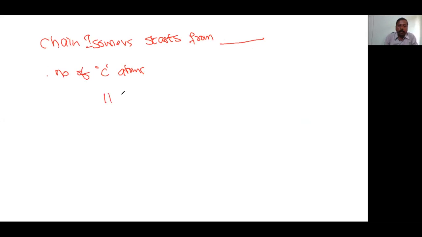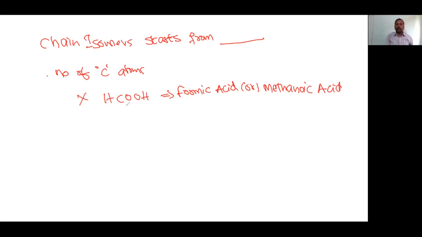For example, what is HCOOH? HCOOH is formic acid. Commercial name is formic acid, but the actual name will be methanoic acid. It cannot show isomerism because only one carbon is there. How can it extend or change?